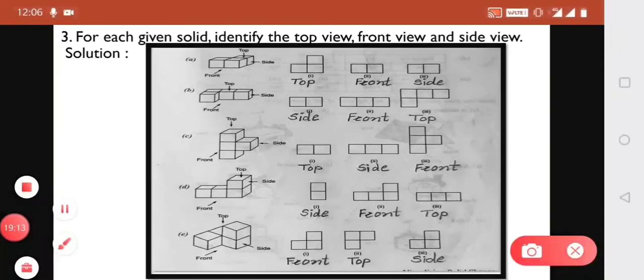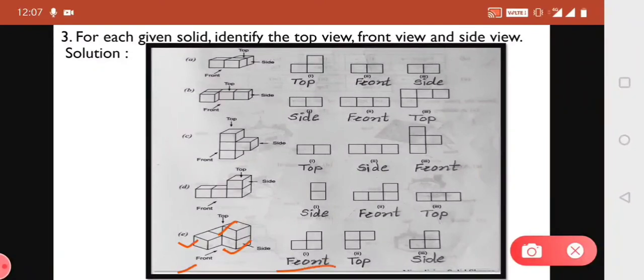So the first view is given: three square faces. You can see these three square faces from the front side. You see one, two faces up, actually one, and this and below this. These three faces we can see from the front side. So this is your front view.